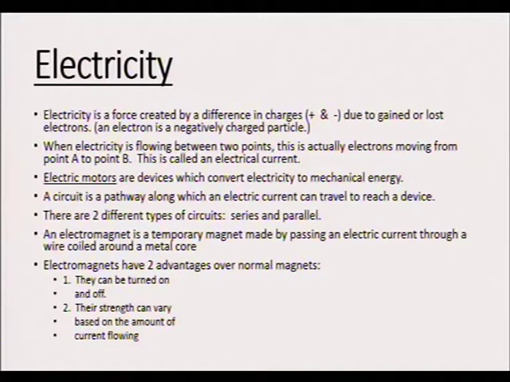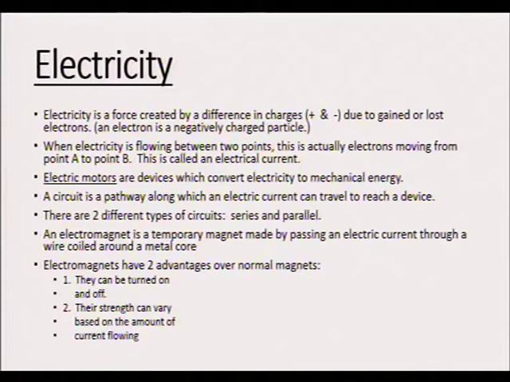Then we come to electricity. Electricity is a force created by difference in charges. And we have electric current, which is a movement of electrons. You need to know some of the electrical devices like electric motors, and you need to know electromagnetics.